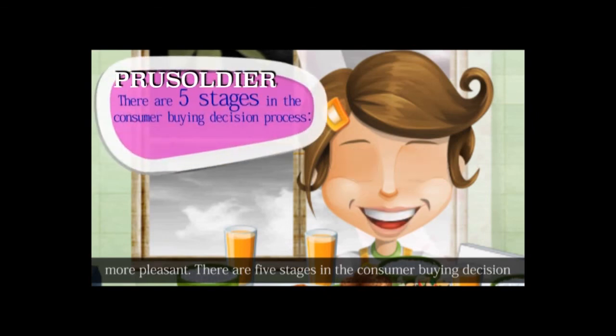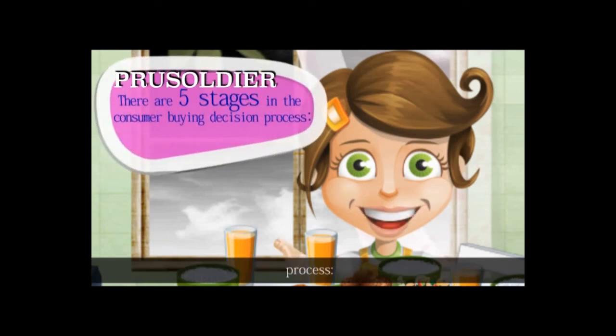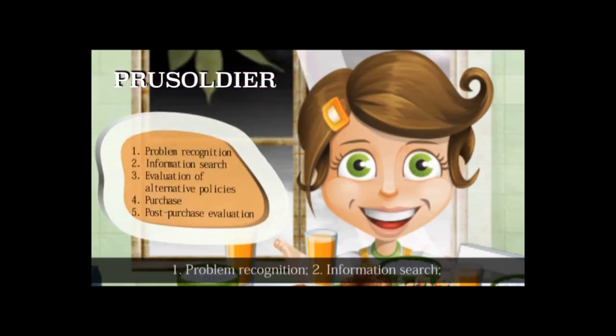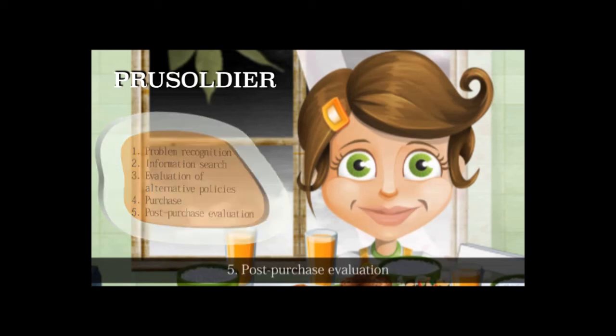There are 5 stages in the consumer buying decision process. 1. Problem recognition. 2. Information search. 3. Evaluation of alternative policies. 4. Purchase. 5. Post-purchase evaluation.